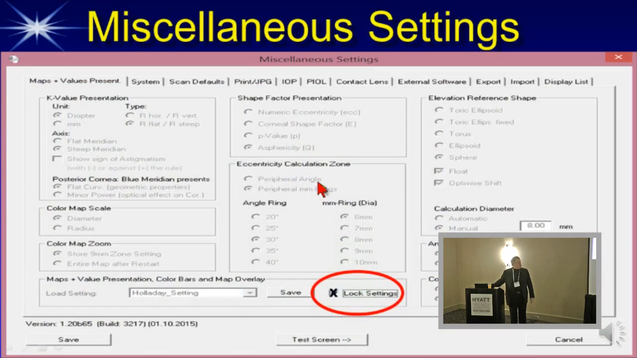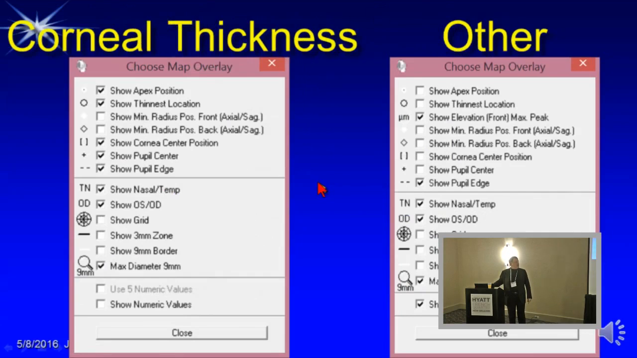All right? So you don't have to do that anymore, where you can lock the settings to whatever you've done for all the other maps so that all the things come up the way you want, but it won't change the Holladay report. It'll come up the same way every time you do it.